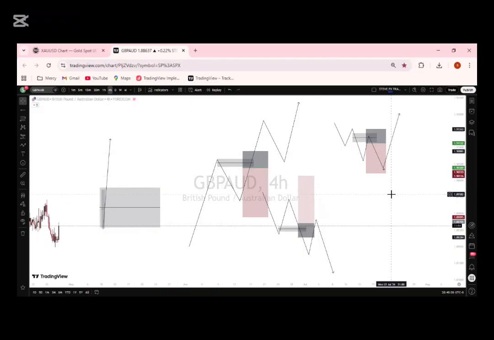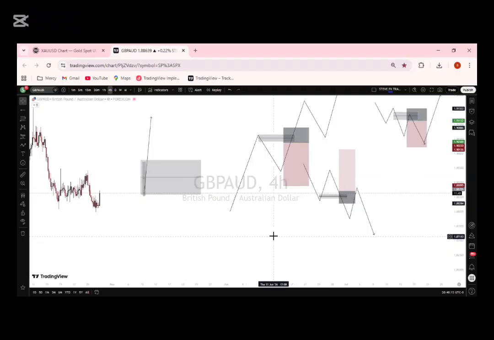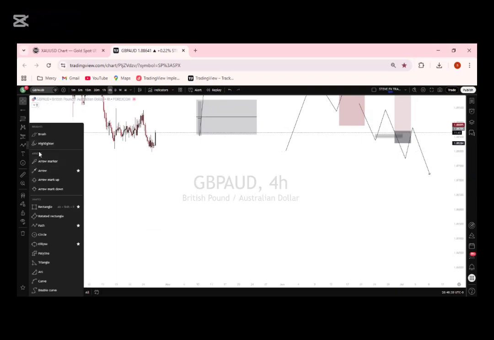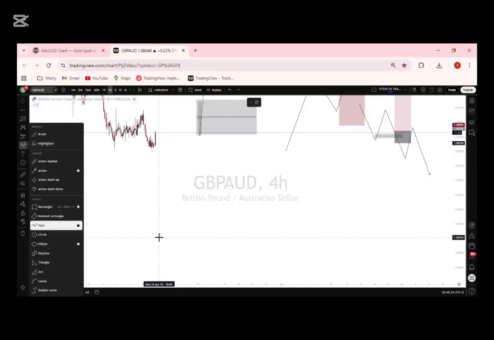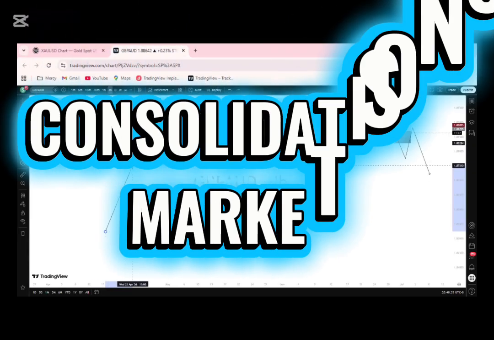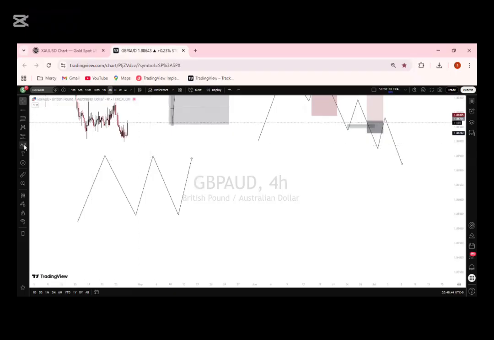Now the second reason why your order blocks keep failing is that most traders sometimes try to pick their order block from a consolidating market or an accumulation market. In trading, we have three phases of the market. We have the accumulation phase, and also we have the distribution or expansion phase, and also we have the correction phase as well.